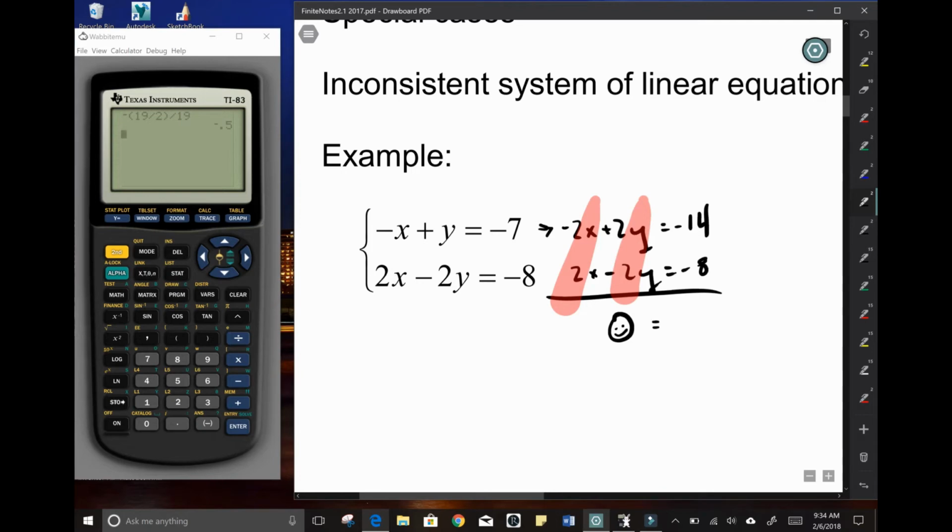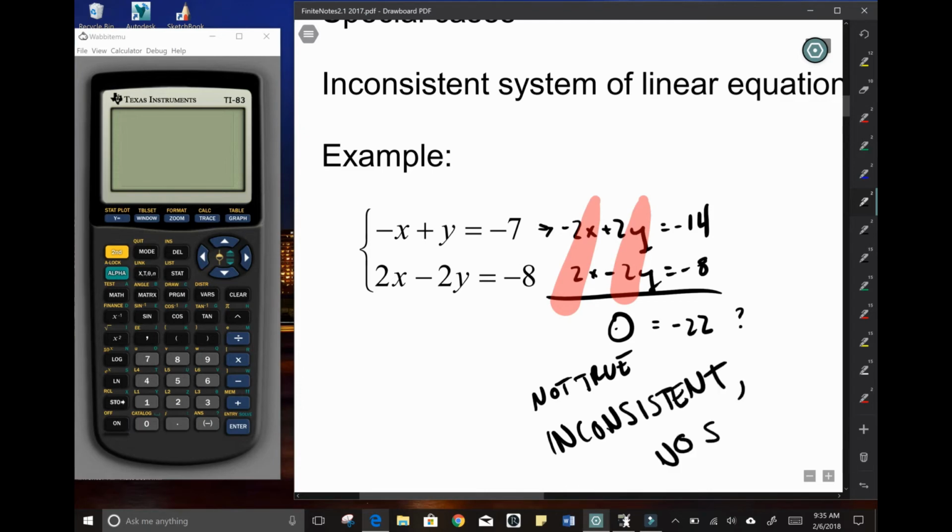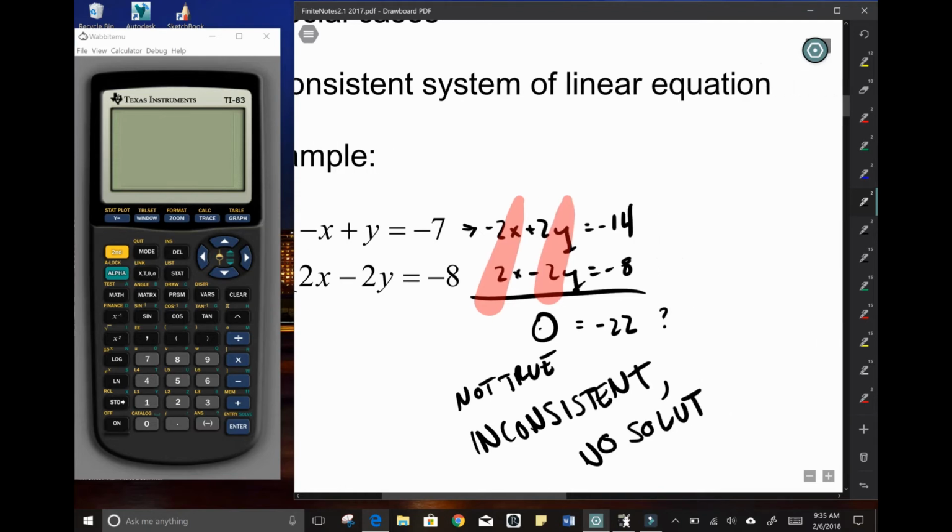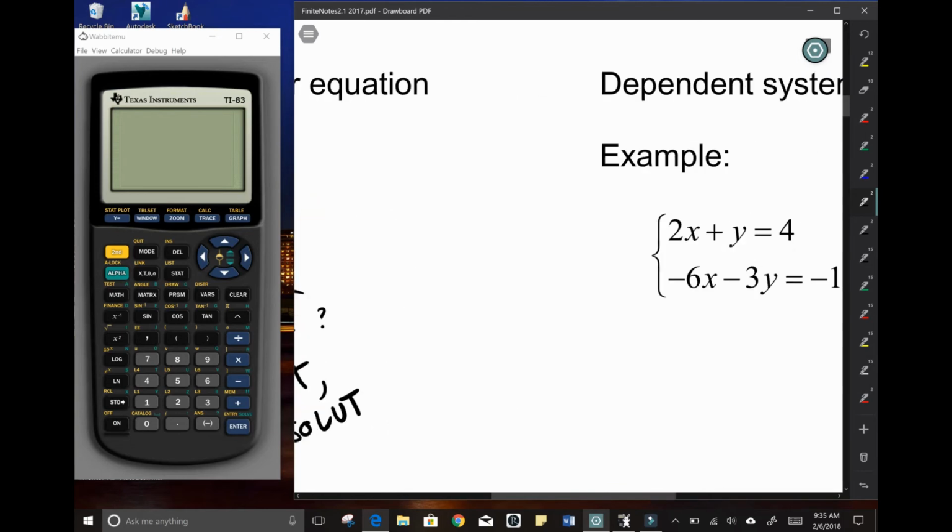So 0 is equal to negative 22? What? That's not true. So if you get something like this, 0 is equal to negative 22, that's never true. So we call this an inconsistent system. In the past, you knew it as no solutions. So you might have 0 equals negative 22, you might have 0 equals 5, anything not true.